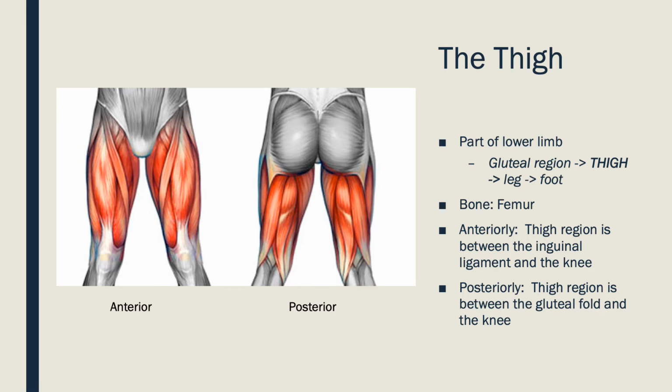Anteriorly, the thigh region is between the inguinal ligament and the knee, and posteriorly, the thigh region is between the gluteal fold and the knee. And you can see in the labeled images that the thigh is the red part, and on the anterior, it starts below the inguinal ligament, which is the end of the gray, and goes to the knee, which is the start of the second part of the gray. And on the posterior, the gluteal region is the bottom of the buttocks, and the posterior region also goes to the beginning of the knee.